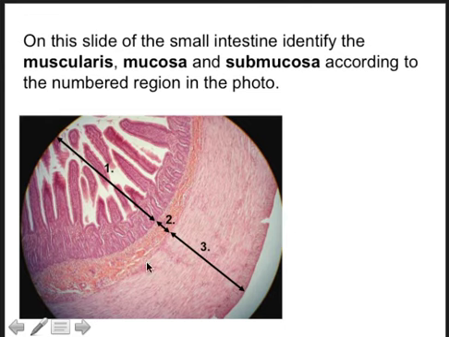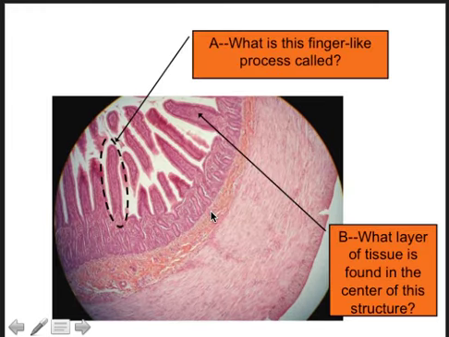Two is the submucosa, and then three is the muscularis externa, and you can tell it by the presence of spindle-shaped smooth muscle cells. The muscularis externa is what provides the force of peristalsis that moves food through the digestive tract. Next question. A. What is this finger-like process called? That is a villus.